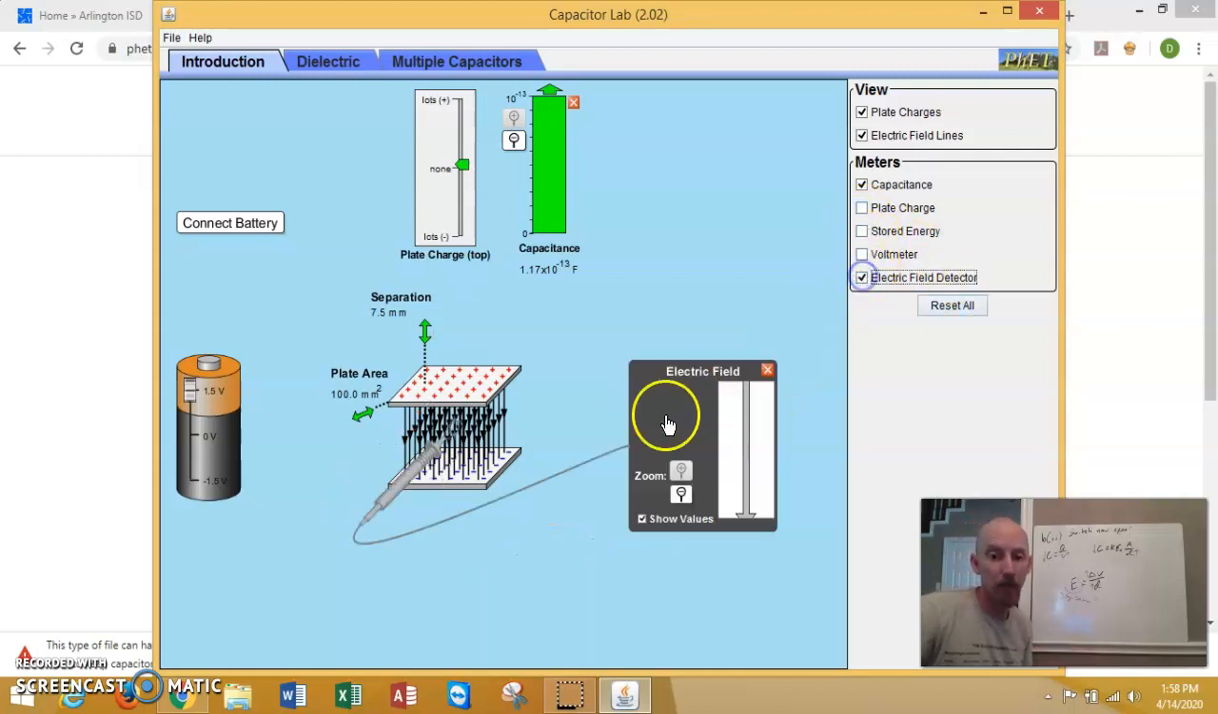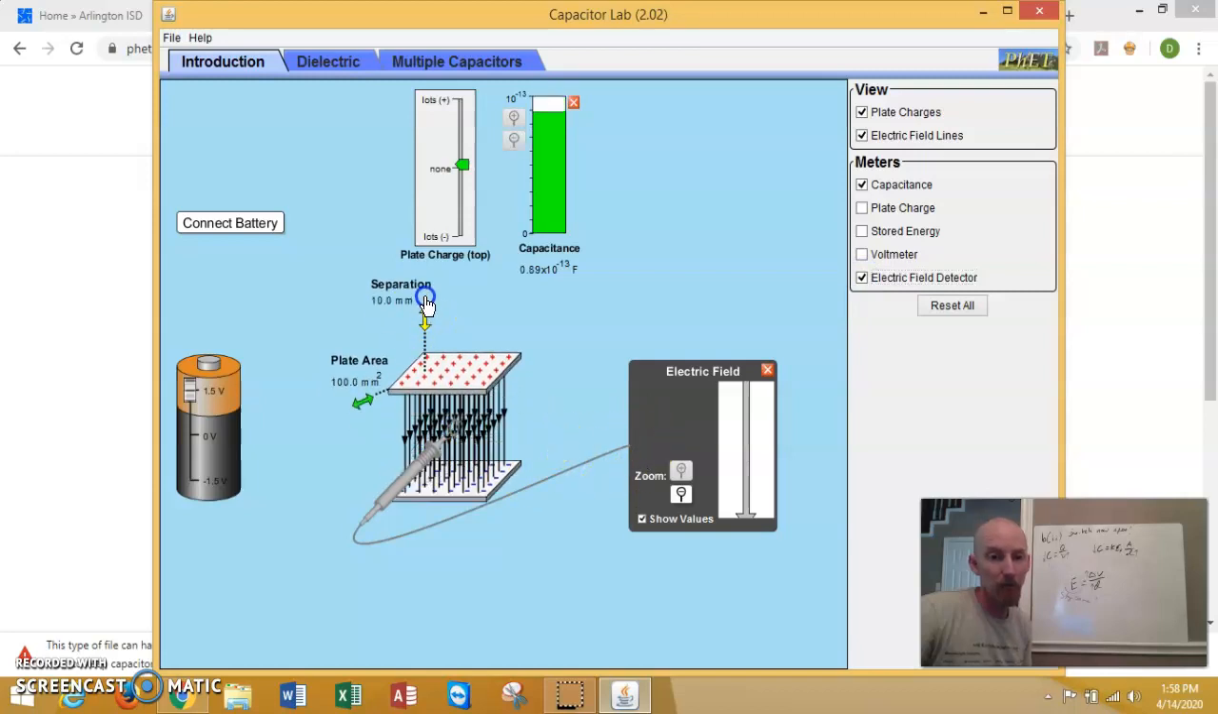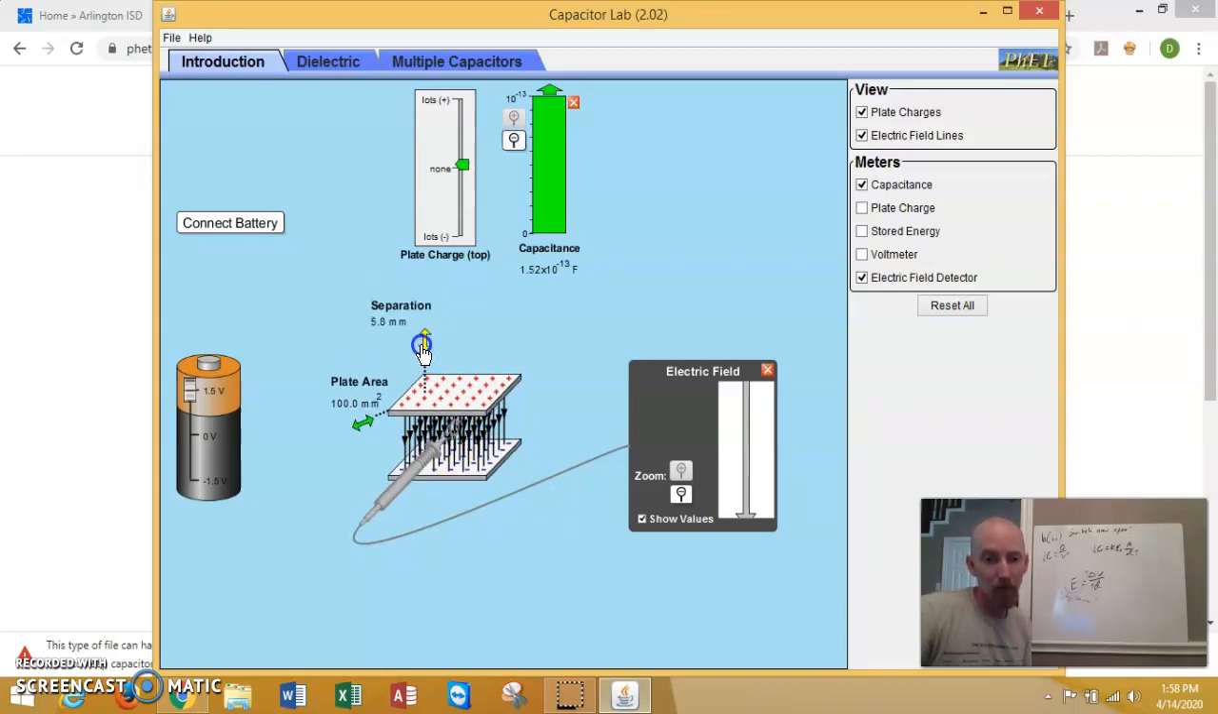So if I bring my electric field detector back, let's just see what happens. See, it doesn't matter what I do, whether I raise or lower this. You're not getting any more field lines, and they're not changing how close or how far apart they are. So your electric field doesn't change.